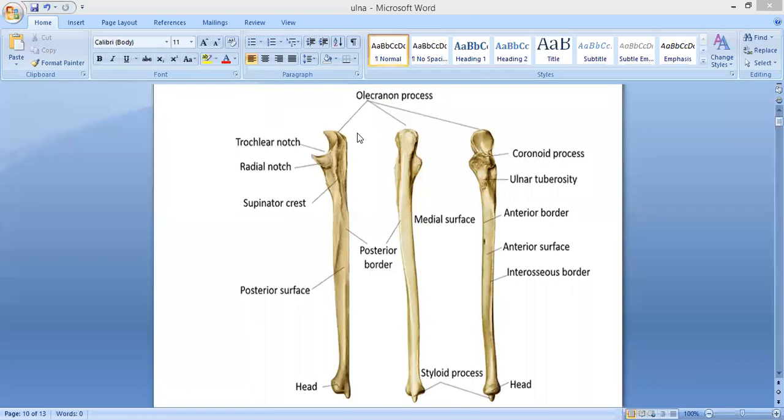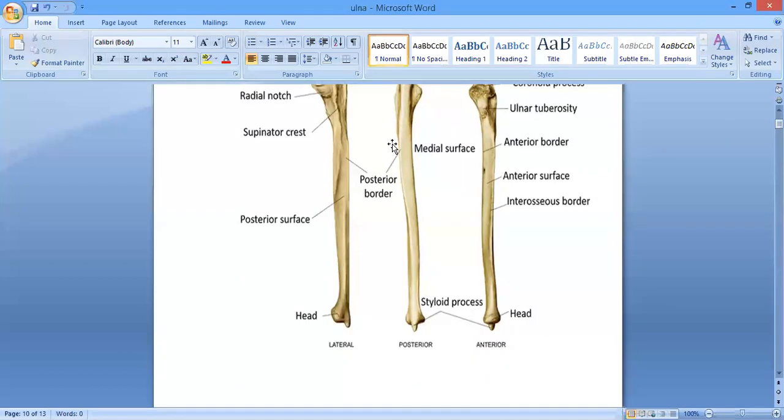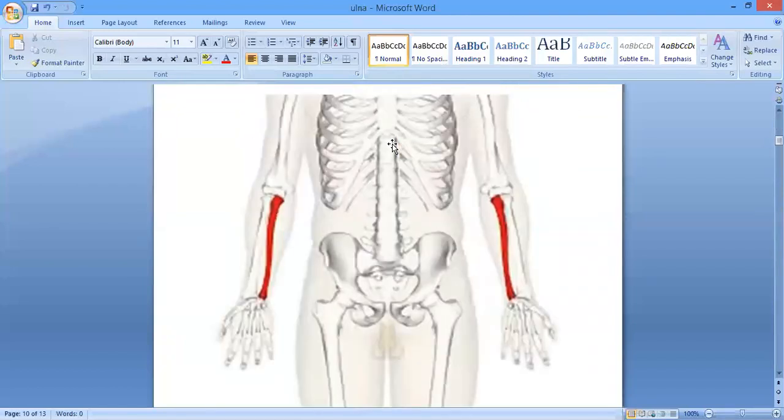What will be the relation of this bone with the radius? It is lying medial to the radius, right? It is lying medial to the radius, and of course it is occupying the medial position in the forearm also.